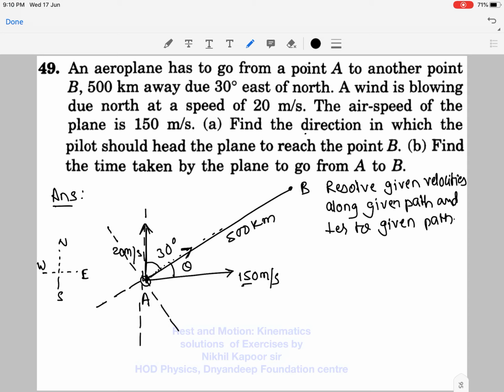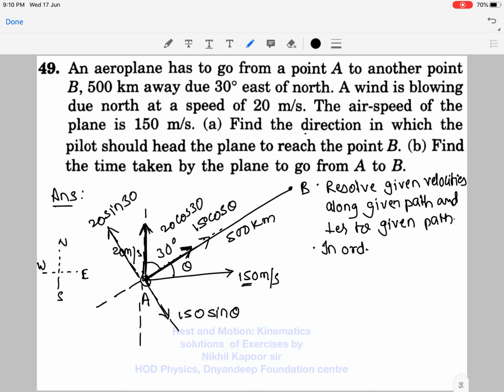Okay, so first of all I will resolve this 150. So the component of 150 in this direction is 150 cos theta, and the component of 150 in the perpendicular direction is 150 sin theta. Similarly, I will resolve this 20 also into two parts. So one along AB, which is 20 cos 30, and perpendicular to AB 20 sin 30.